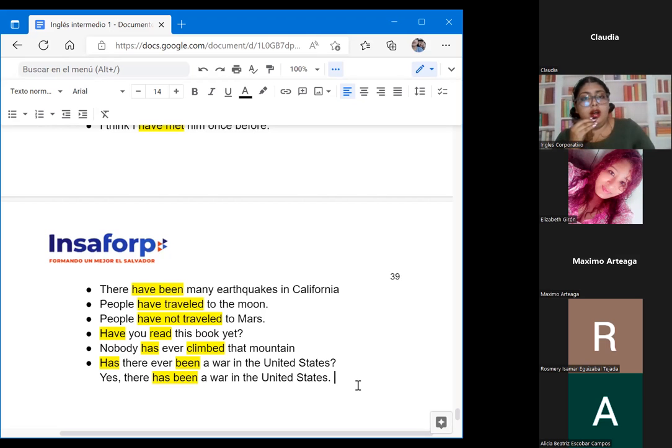We know that we are talking about the unspecified time, but we are going to use it with the five different topics that we are going to develop right now. So we are going to see what those topics are.